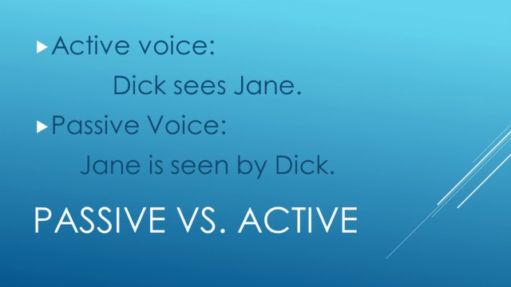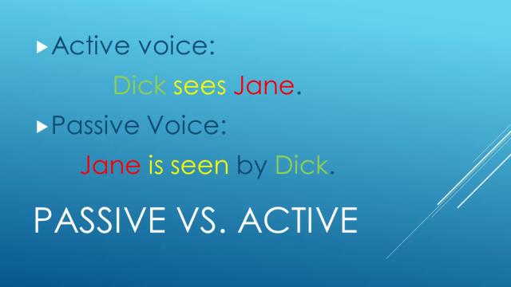Here's just a quick example of the passive versus the active voice. In the first sentence, we're using the active voice, Dick sees Jane. Nice and simple. In the second sentence, it says the same thing, just in reverse order. Jane is seen by Dick. I've thrown a little coloring here to help us out.